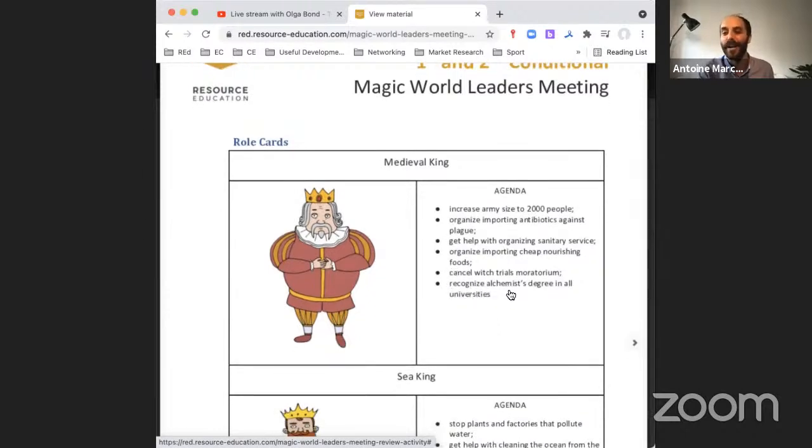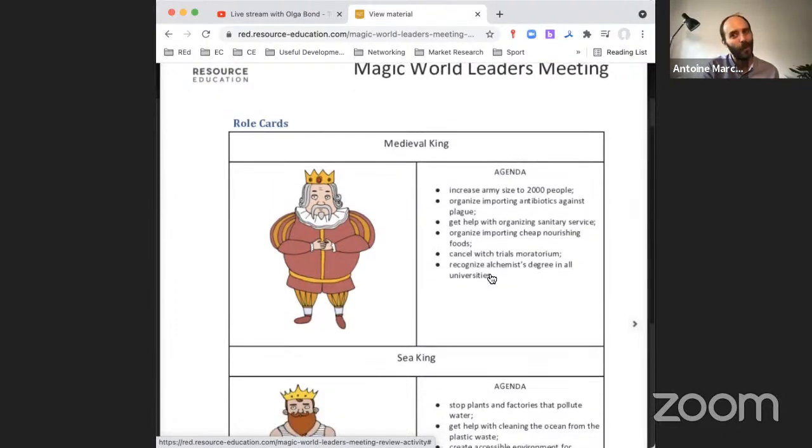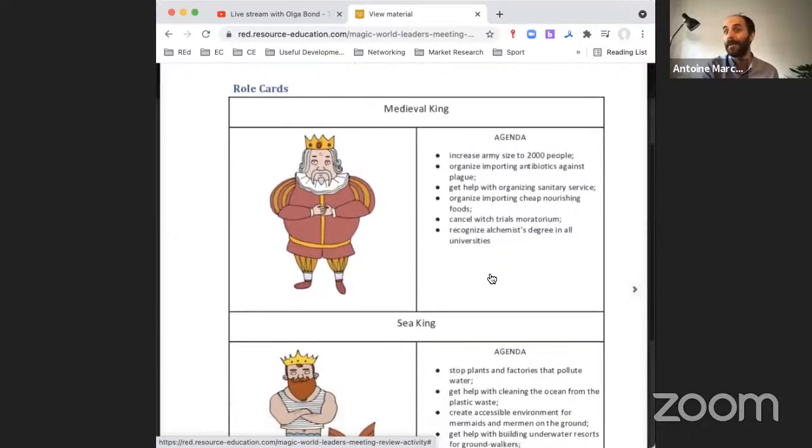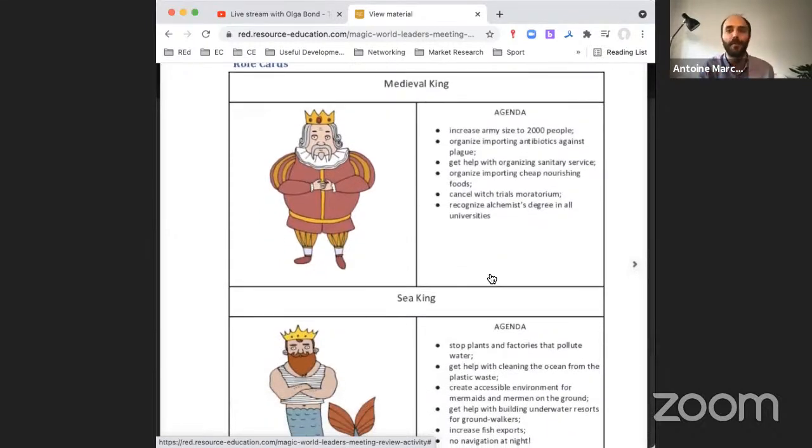I like the last one. Recognize alchemist's degree in all universities. Oh, the modern people might be against it. Cancel witch trials moratorium. There's a witch world as well here, so they're going to be opposed to this, and they need to find some compromise.